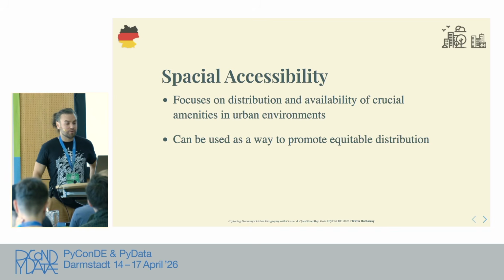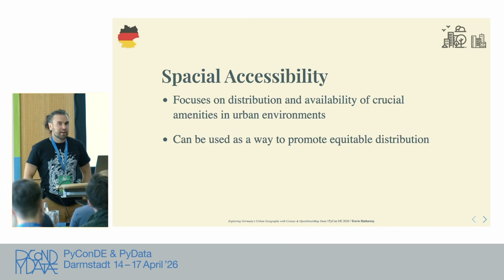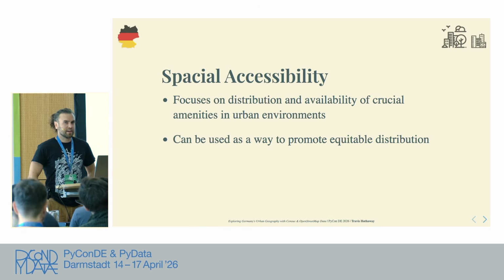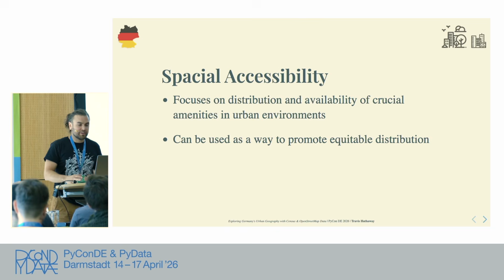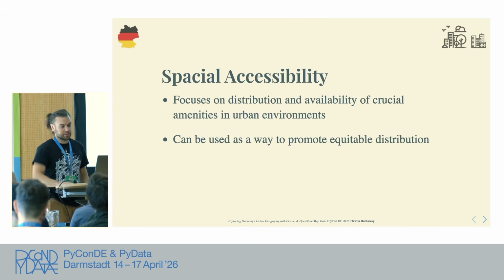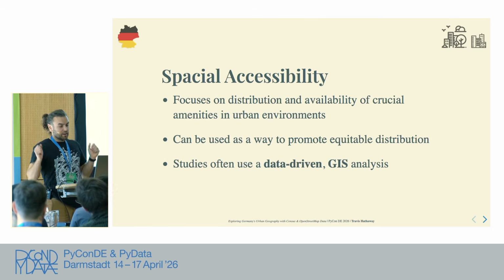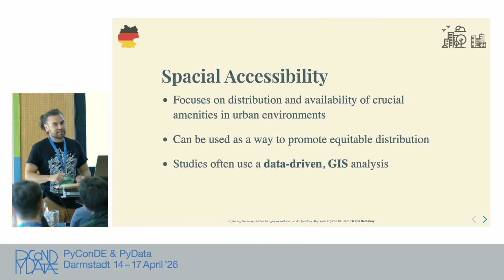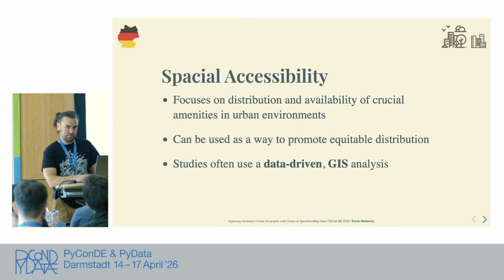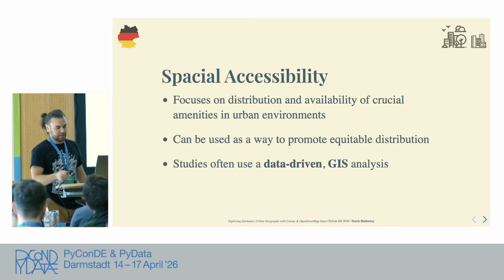And this can be used as a way to promote equitable distribution. And just like the things with food deserts is that you can say, hey, is there any population in the country that is facing a systematic disadvantage when it comes to access to these resources? And so these studies are really great ways for promoting equitable change in our societies, which is really good. And these studies often use a data-driven GIS analysis, which, if you haven't been paying attention, we have this wonderful database with all this great GIS data. So yeah, this felt like a perfect fit, at least for this conference talk.